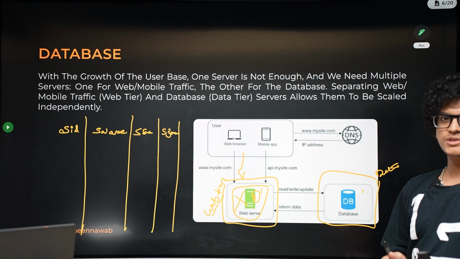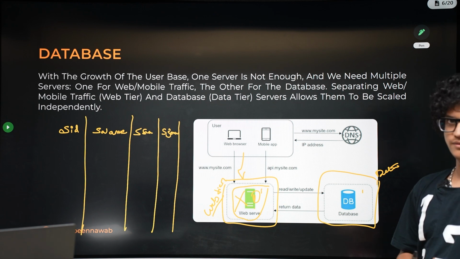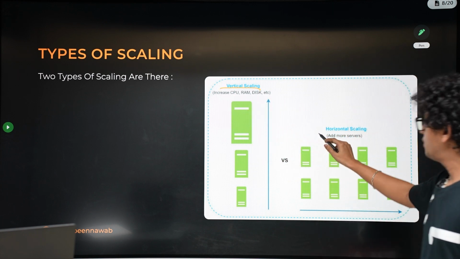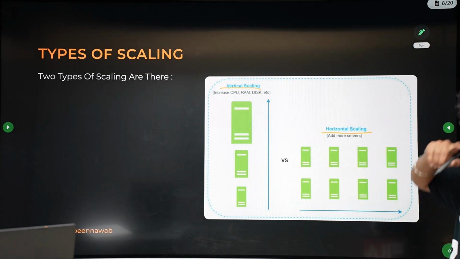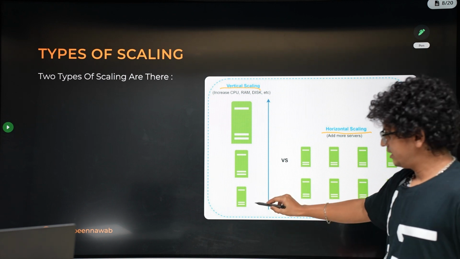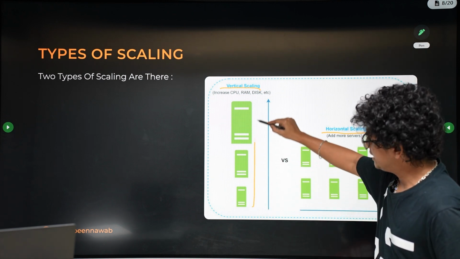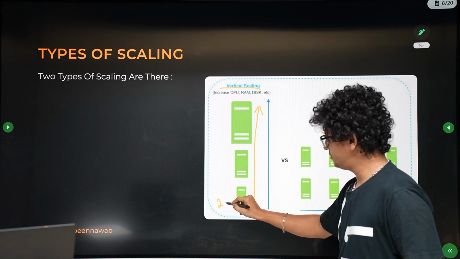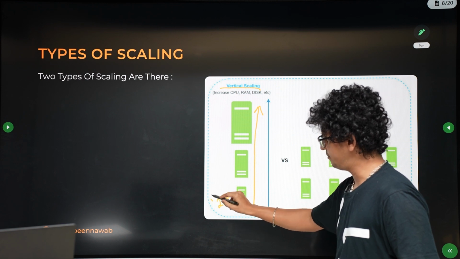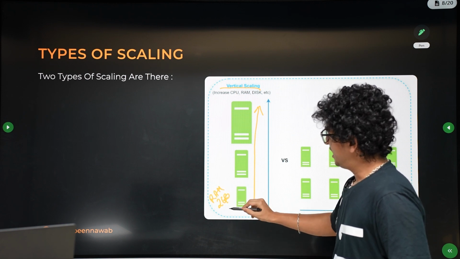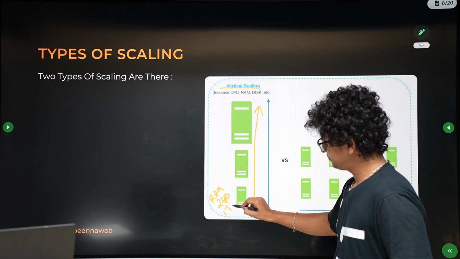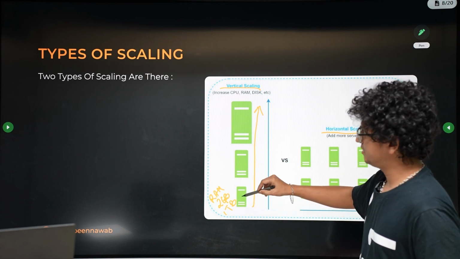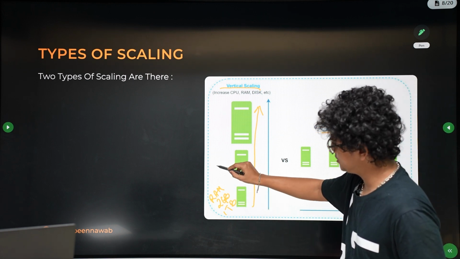There are 2 types of scaling. One is vertical scaling, and along with that horizontal scaling is there. Vertical scaling is, for a server, we will be increasing the CPU, RAM and disk. If a server is having 2 GB of RAM and a storage of 1 TB, we'll be increasing this using vertical scaling. We'll be increasing this to 4 GB.